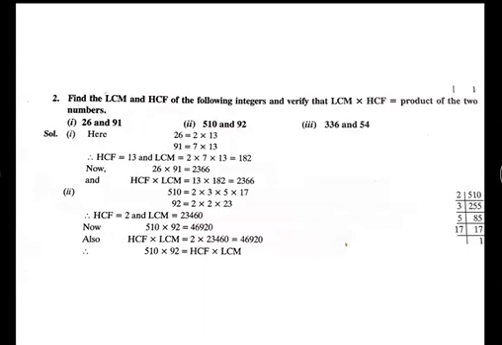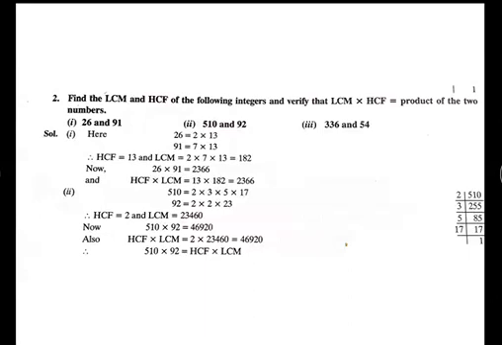Now question number 2. The question is: find the LCM and HCF of the following integers and verify that LCM into HCF equals the product of the two numbers. Here in the first part two numbers are given, 26 and 91. 26 equals 2 into 13, and 91 equals 7 into 13.